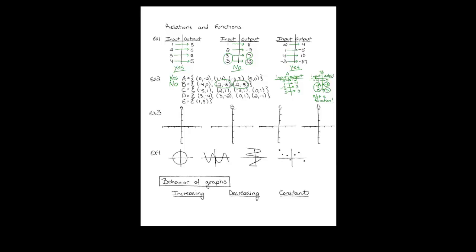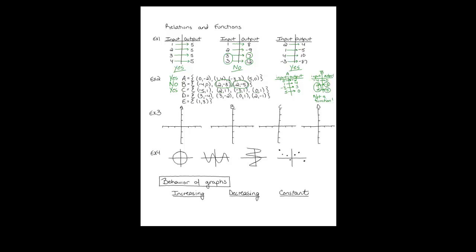Looking at C, we have (-5, 1), (2, 1), (-3, 1), and (0, 1). Now, if it helps, you can go ahead and draw out a table of values to visualize this relation. But looking through here, an input of -5 has an output of 1, an input of 2 has an output of 1, an input of -3 has an output of 1, and an input of 0 has an output of 1. So every input has exactly one output value. So C is a function.